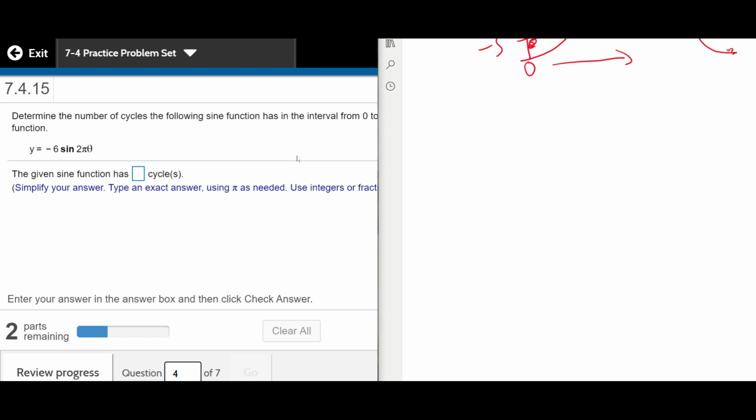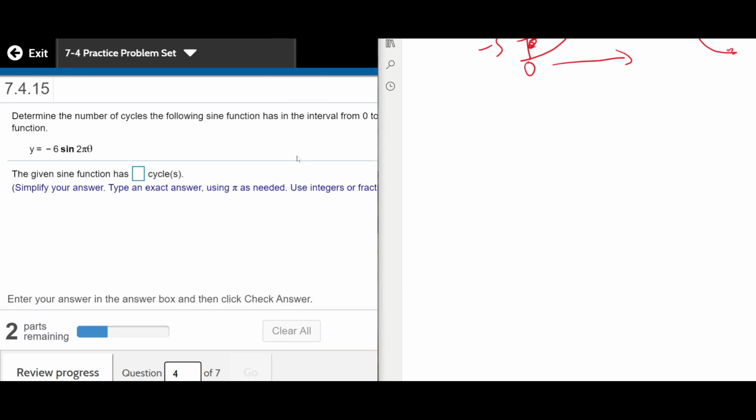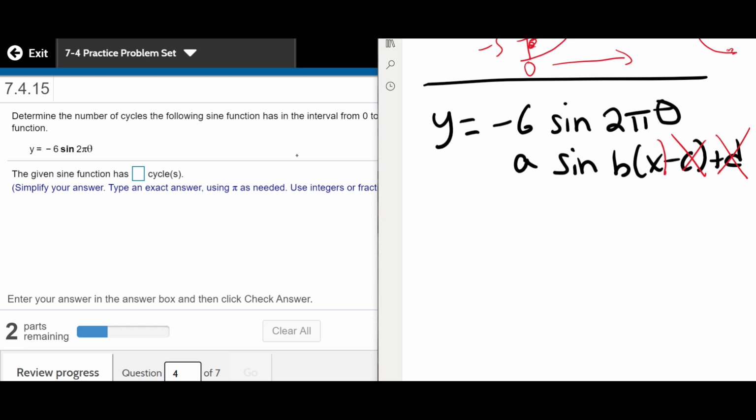All right, so determine the number of cycles that the following sine function has from 0 to 2 pi. Find the amplitude and period of the function. Okay, so let's go ahead and write down the function. The function is y equals -6 sine 2 pi theta. Okay, it doesn't matter if that's theta or x, same thing. It's just a variable. So again, this looks like the form a sine of b x minus c plus d, where in this case we don't really have a c and we don't really have a d. So it's really just b times x. And this right here is your b, this is your x, and this is your a.